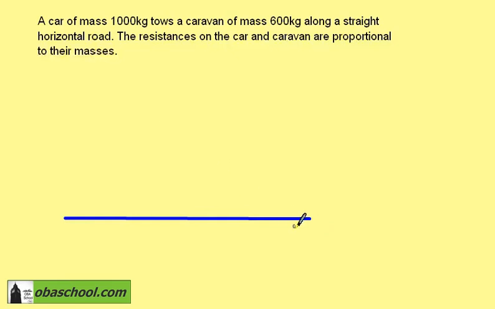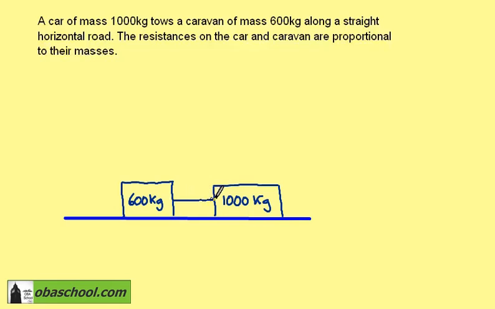On the road we will place a car of mass 1,000 kilograms, and we would assume that this car is a particle. The caravan also would be drawn and would also be assumed to be a particle.